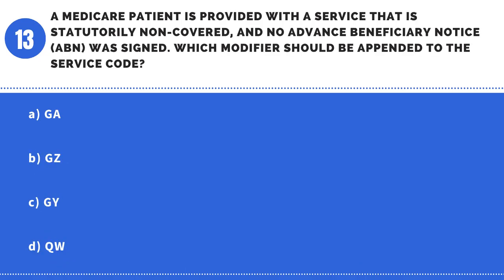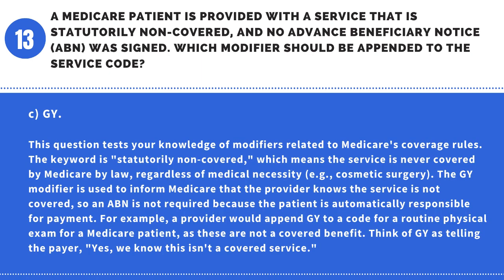Question 13. A Medicare patient is provided with a service that is statutorily non-covered, and no Advance Beneficiary Notice, ABN, was signed. Which modifier should be appended to the service code? A. GA. B. GZ. C. GY. D. QW. Answer: C.